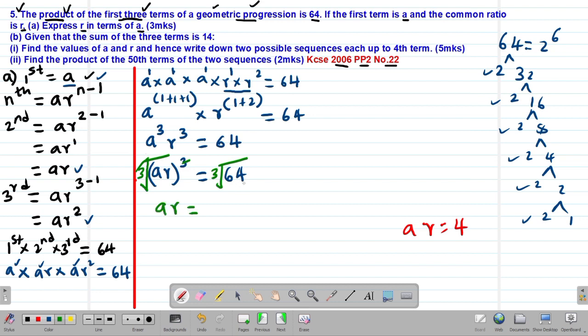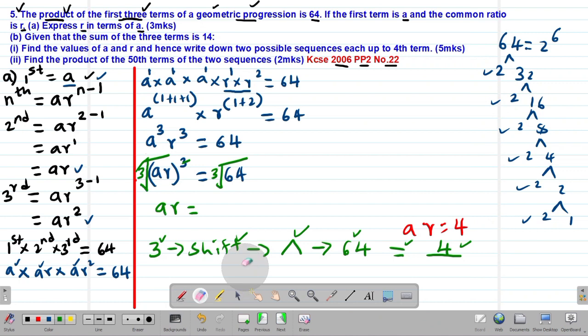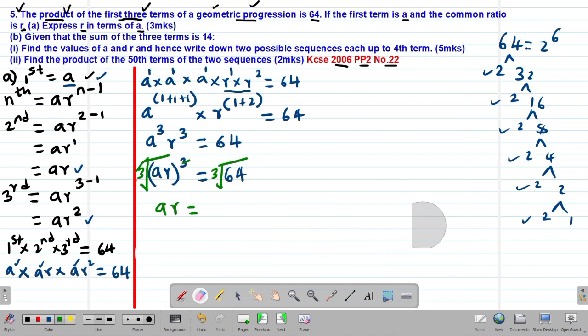If you want to find the cube root of 64, these are the procedures that you press on your calculator. You press 3, then the shift symbol, then this particular symbol on your calculator, then 64, then the equal sign. The calculator is going to give you your answer as positive 4. So we are still going to end up with AR being equal to positive 4.